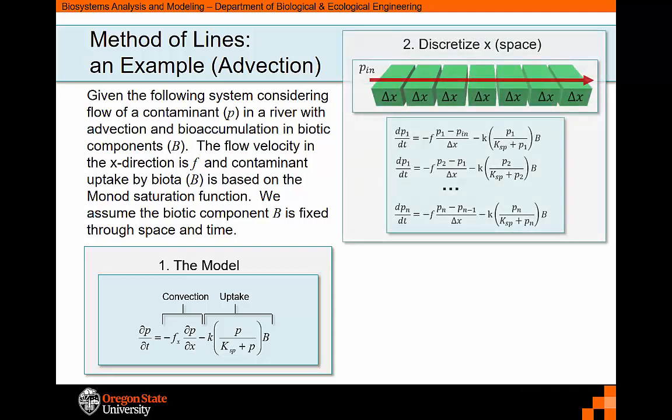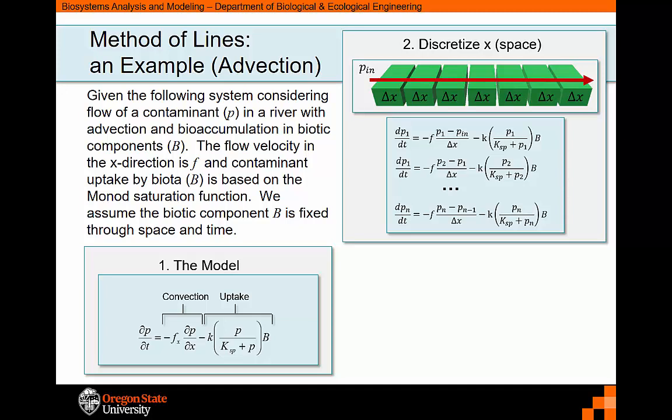To solve this equation, we will apply the method of lines. The first step is to discretize the spatial dimension represented in the model. We will carve up the flow channel into discrete chunks, delta x units wide. We will consider the contaminant to be uniformly distributed in each cell, but concentrations across cells may vary.